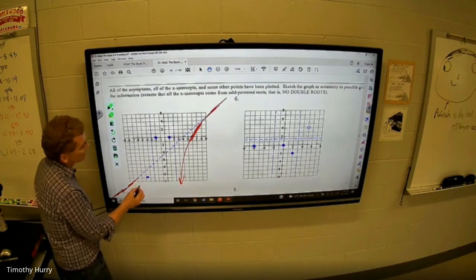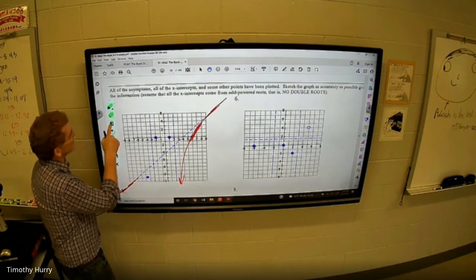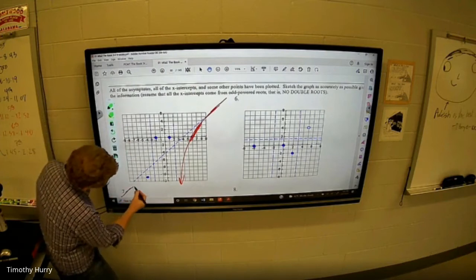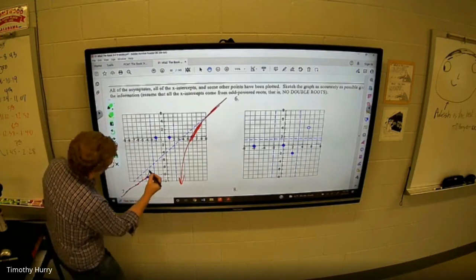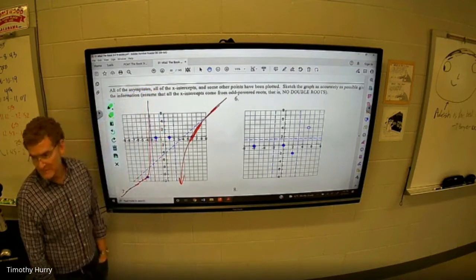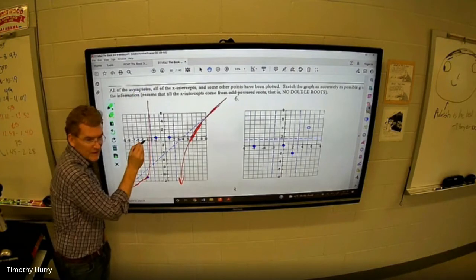Now, is it possible? Help me out. Is it possible to do this? I'm coming in on a slant. I hit this point, and I just follow the asymptote up. Why can't it do that? There's not a root there.